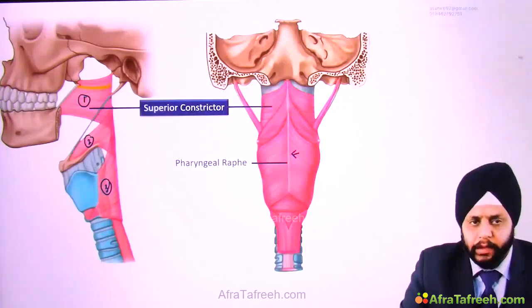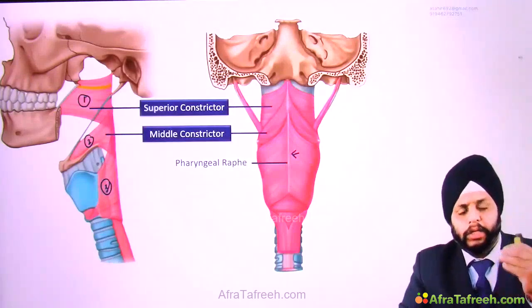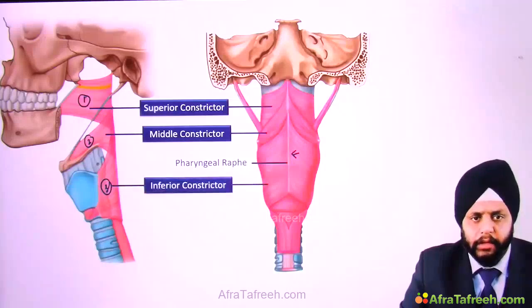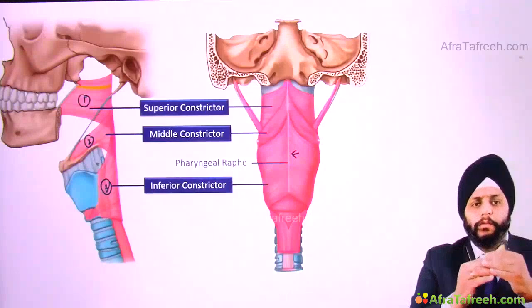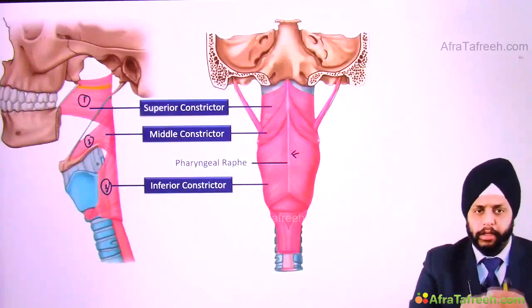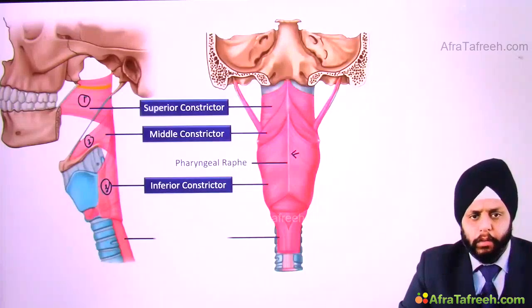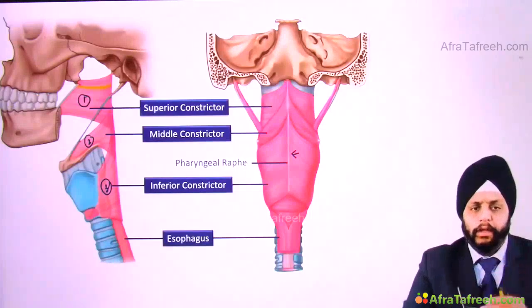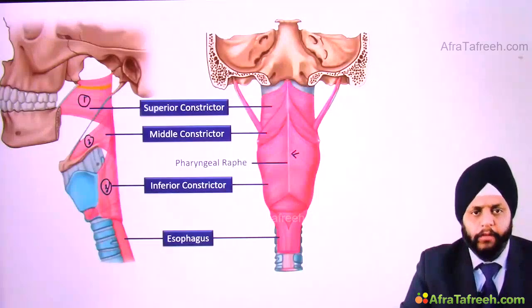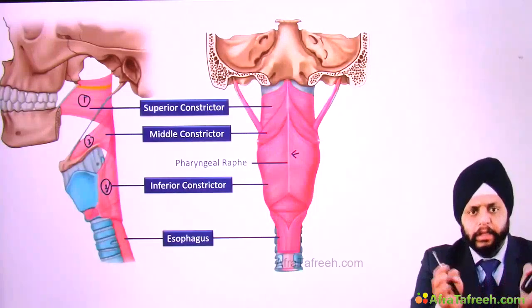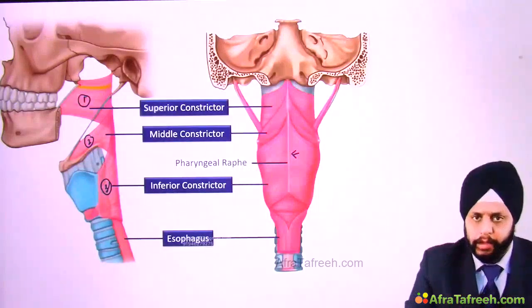Number 1, we can see the superior constrictor muscle. Number 2, we can see the middle constrictor muscle. And number 3, we can see the inferior constrictor muscle. So there are 3 constrictor muscles: superior, middle, and inferior. Right? Okay. Now, what else can we see over here? We can see below the inferior constrictor, the esophagus has started. Alright, so the pharynx is made up of these layers of these 3 constrictor muscles: superior, middle, and inferior.